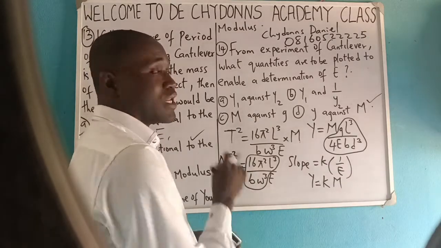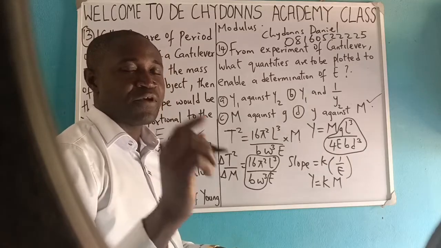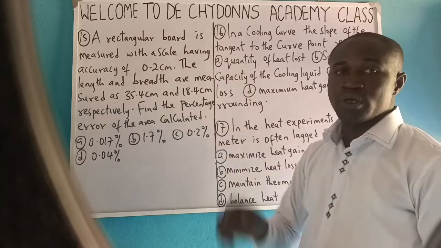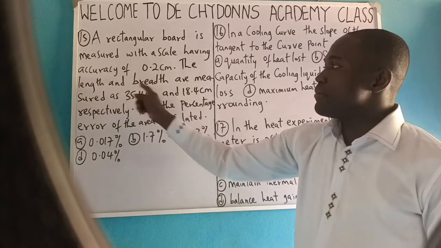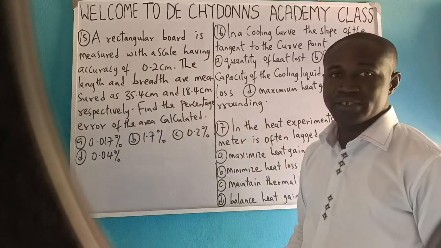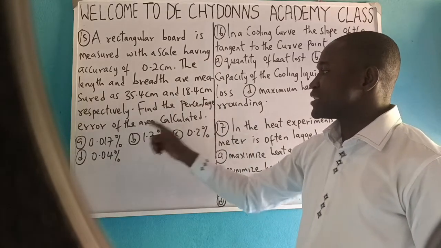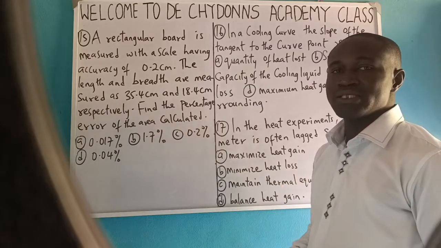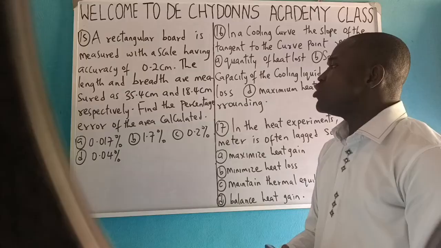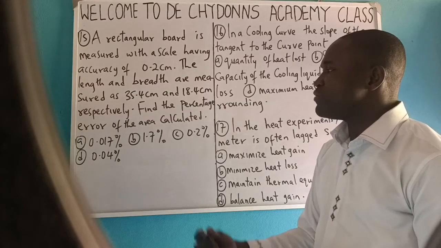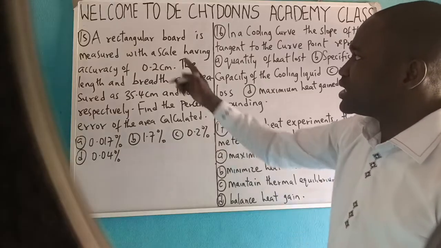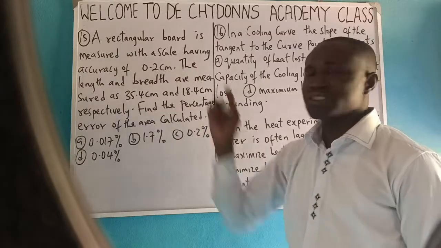Yes. We'll go to the next question. Question number 15. A rectangular board is measured with a scale having accuracy of 0.2 cm. The length and breadth are measured at 35.4 cm and 18.4 cm respectively. Find the percentage error of the area calculated. This is another new question. How do we find the percentage error of the area calculated? It has a formula. But before then, they say having accuracy of 0.2 cm.